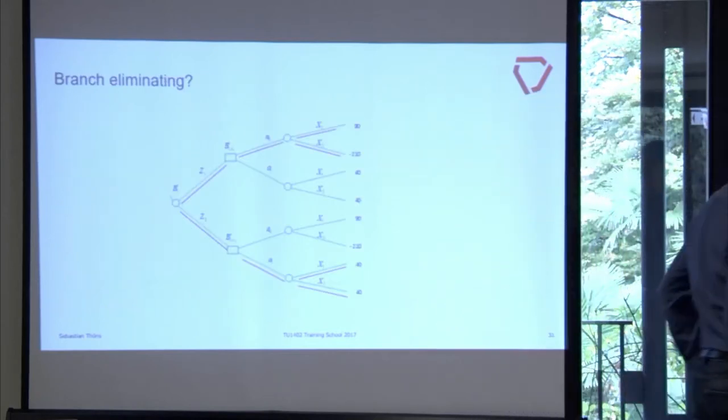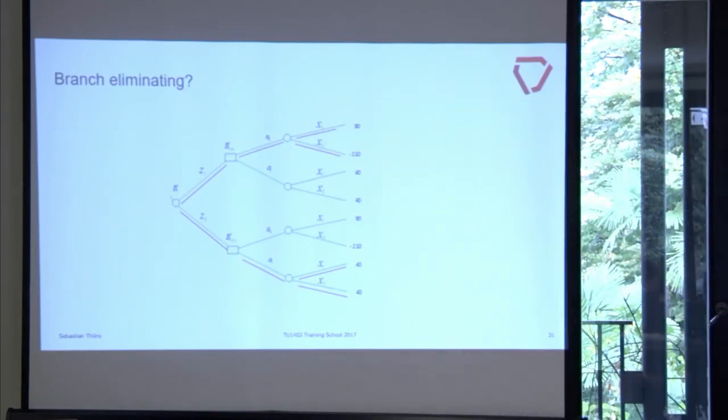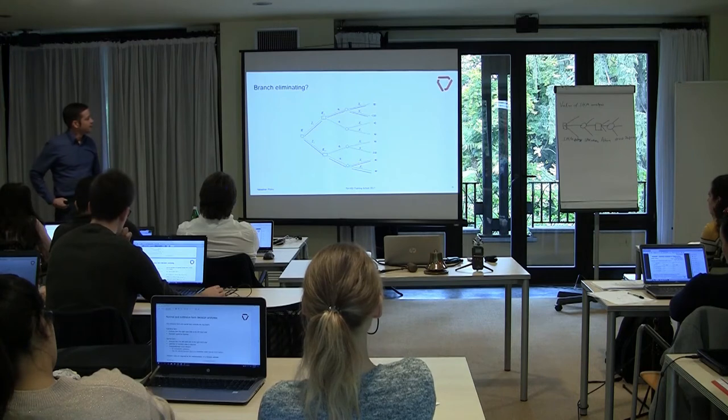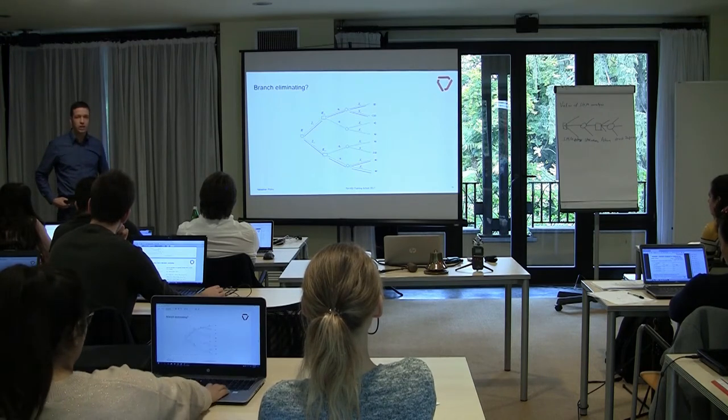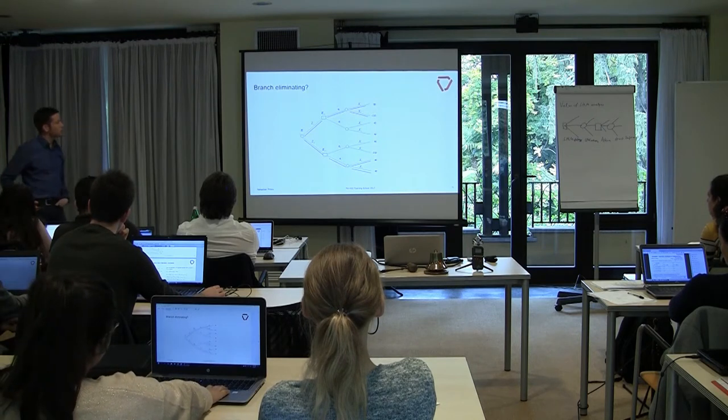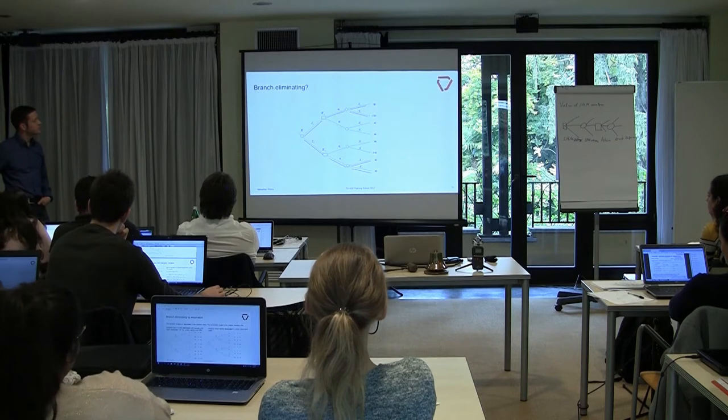So, what have we just done? Branch eliminating? Should we try one more idea on branch eliminating? Because it can ease our calculation, we have found out.